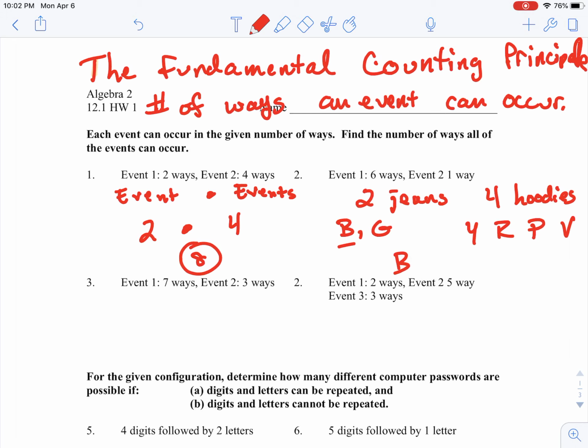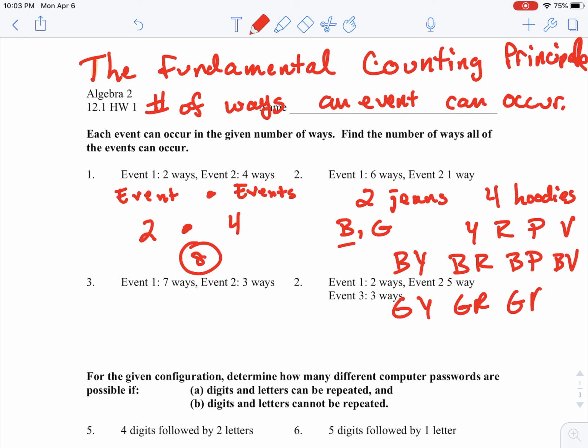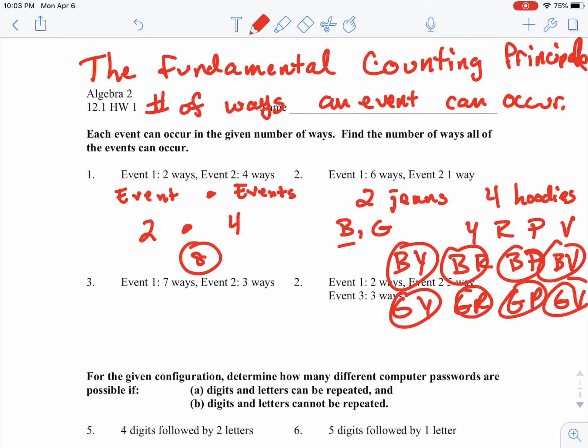All right, so you could wear the B with the Y. You could wear the B with the R. You could wear the B with the P, and you could wear the B with the V. Okay, and so you got 4 days of outfits. Now you can wear those same hoodies. You better wash them. All right, but you could wear the gray jeans with the yellow, the gray jeans with the red, the gray jeans with the purple, and the gray jeans with the violet. All right, so what do we got? 1, 2, 3, 4, 5, 6, 7, 8. Okay, so when you spell it out like that, it kind of makes sense why you would multiply.